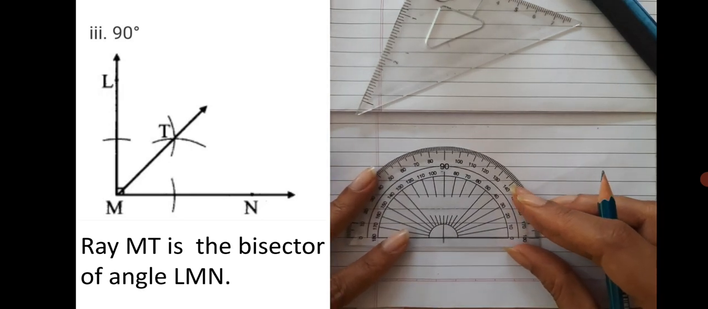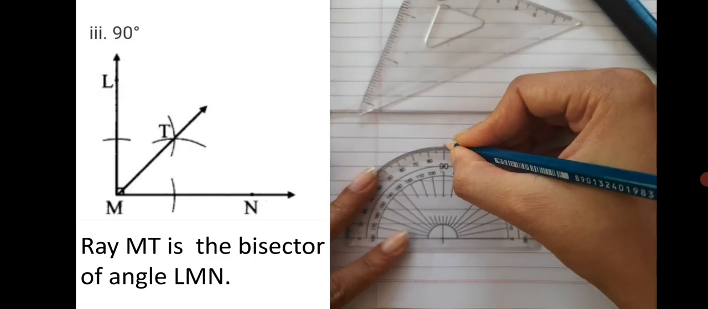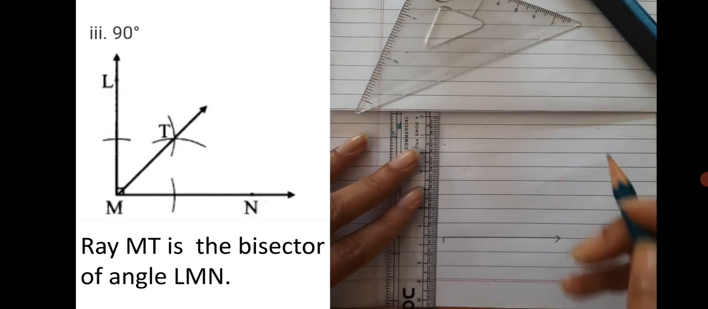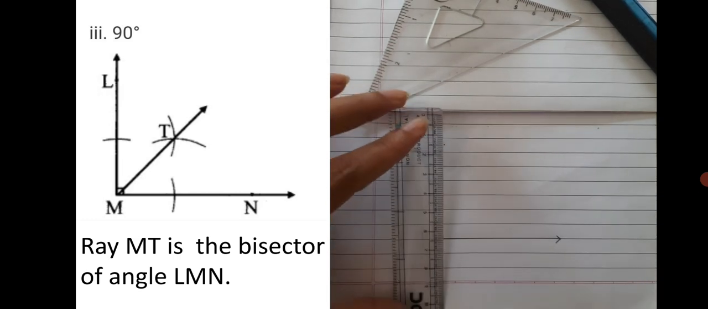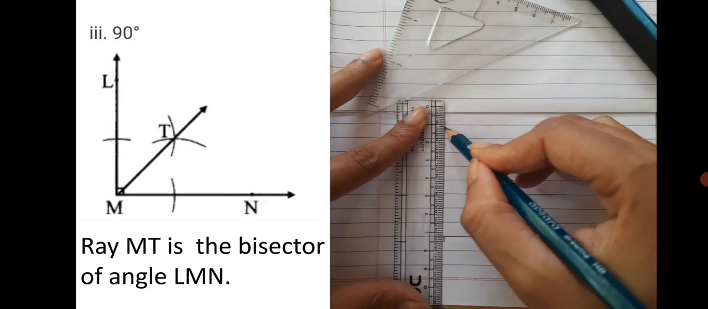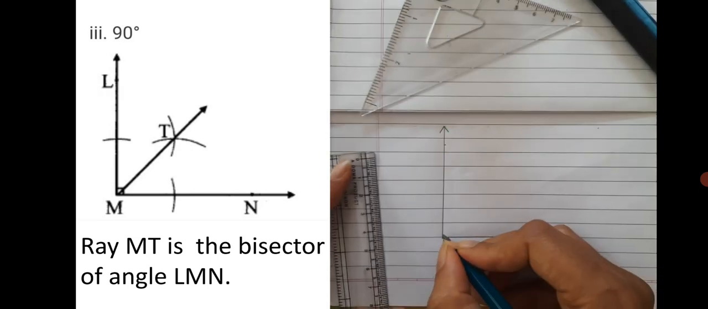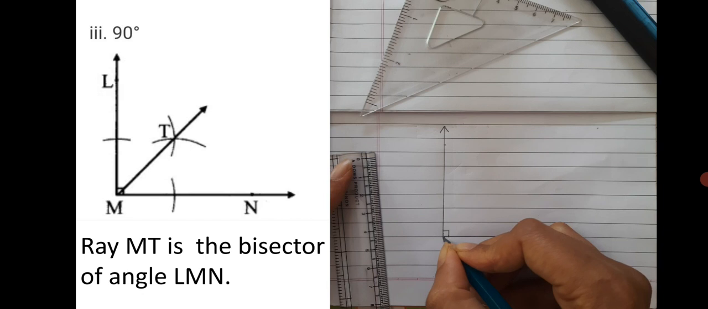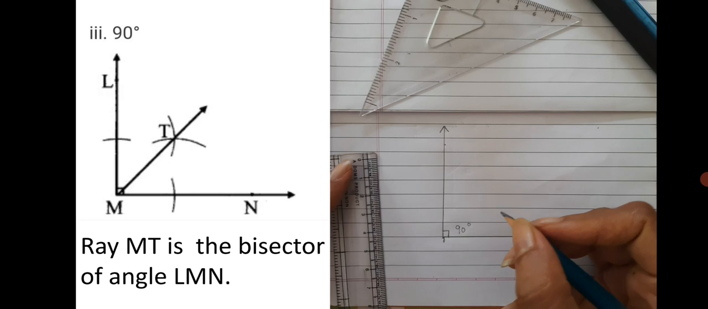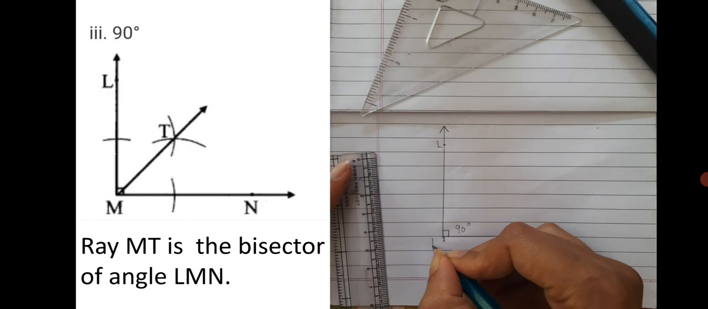Now, keeping it on the ray which we have already drawn, we mark exact 90 degree. So our angle has to be drawn with the help of a protractor. Let's join this point and complete our angle. We will name it as angle LMN, which is 90 degree. So mark an arrow to show that it is a ray and a 90 degree sign, perpendicular sign. So this is 90 degree angle and the name of the angle is LMN.